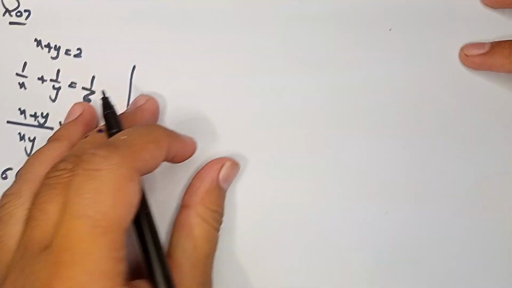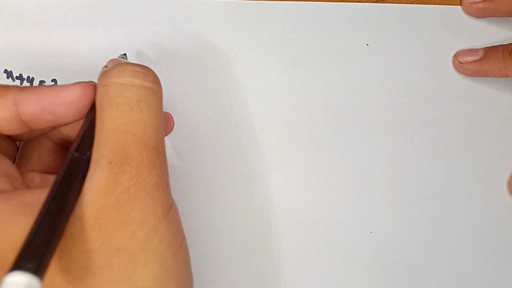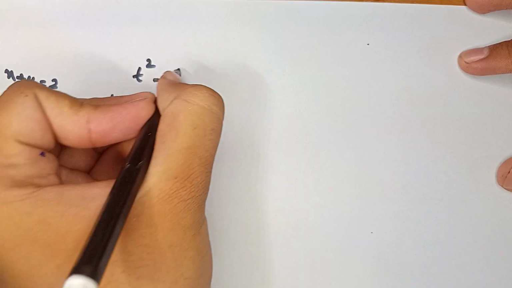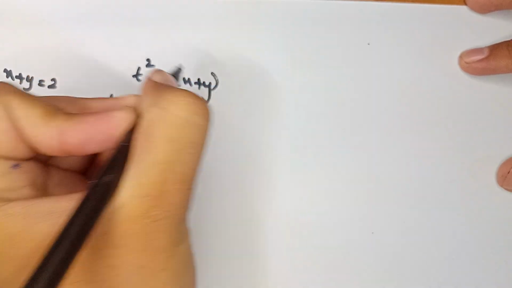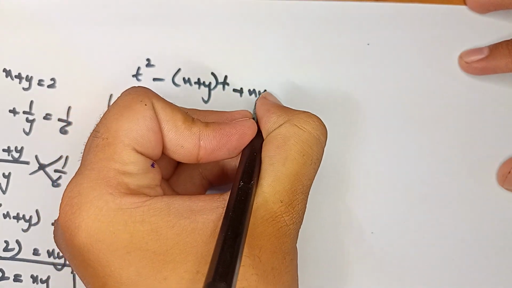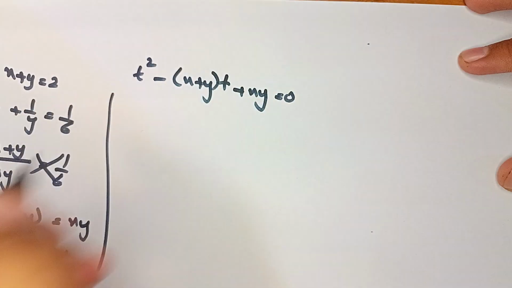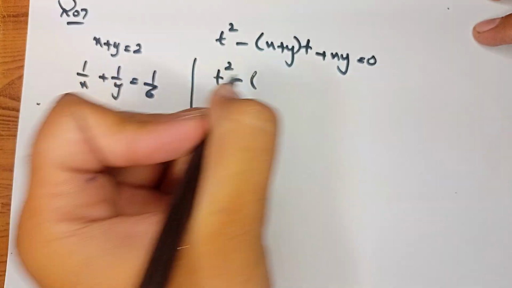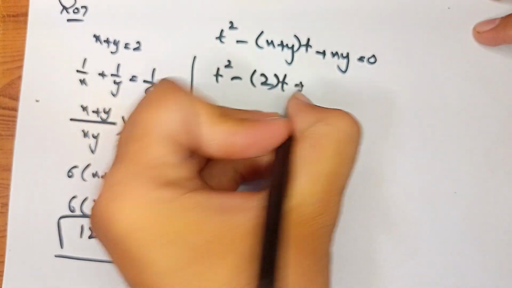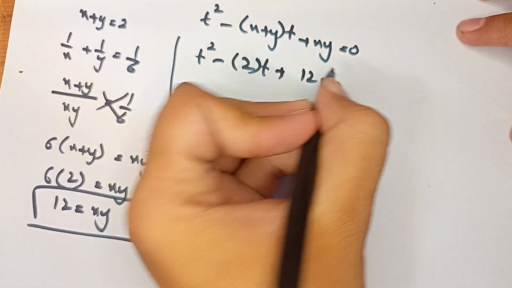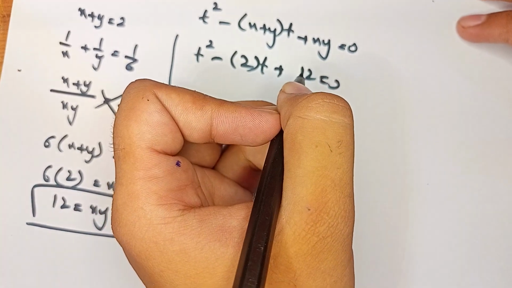The next part is the same as the previous questions. We have the equation, and I already explained this. This is our quadratic equation. We simply put in the values of these two. xy should be 12, so put the 12 at this place.